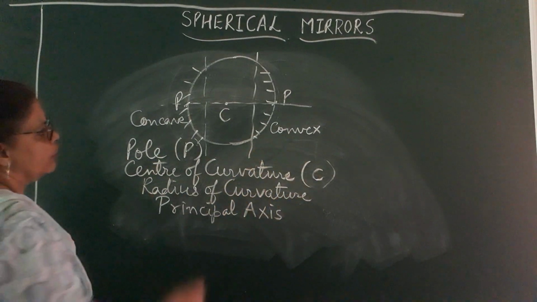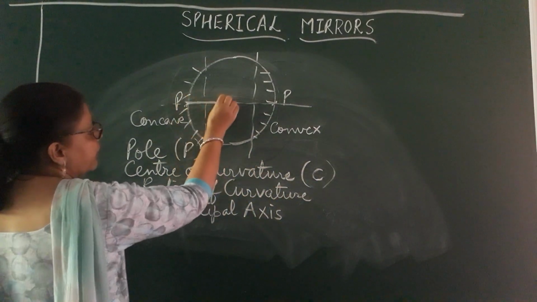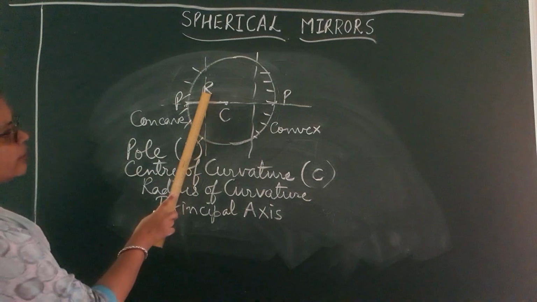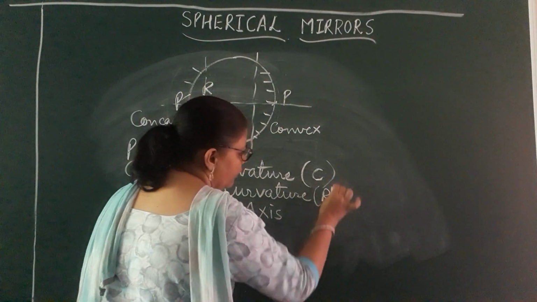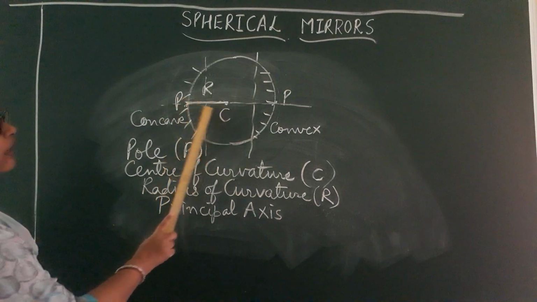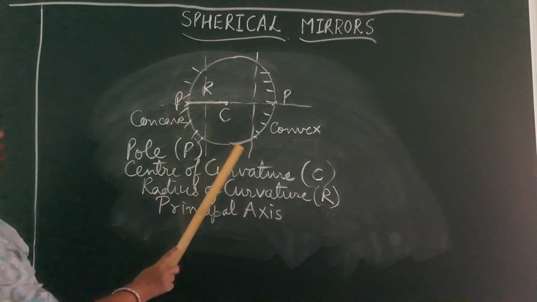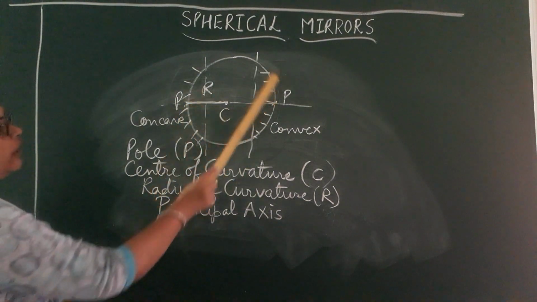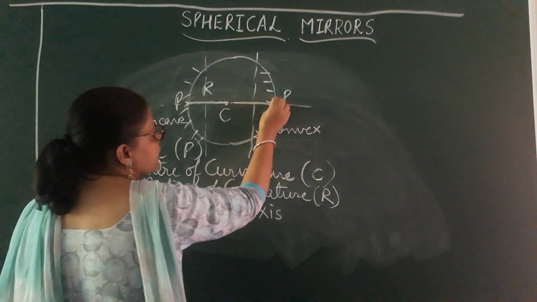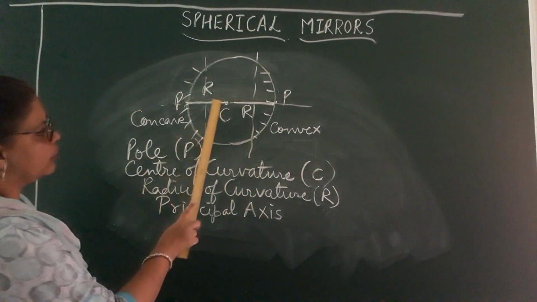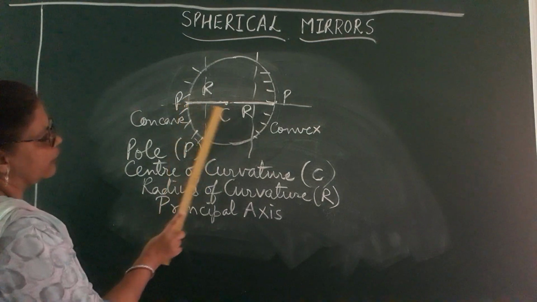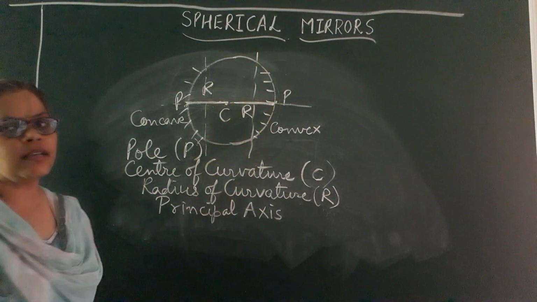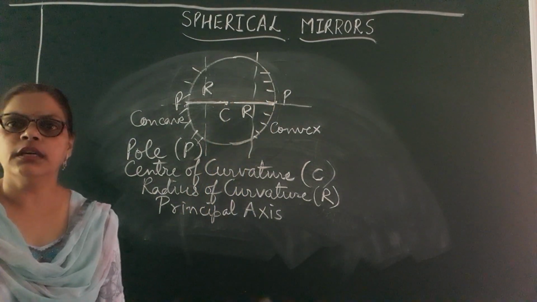What is radius of curvature? You can see this part, children, I have highlighted it. This part is called the radius of curvature. So radius of curvature, which is denoted by capital R, is the radius of the sphere of which the mirrors are a part. It could be this also, children. Can you see the distance between center of curvature and pole? The distance between center of curvature and pole is known as the radius of curvature of the mirrors.